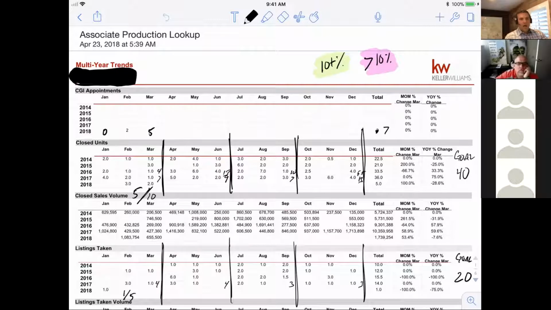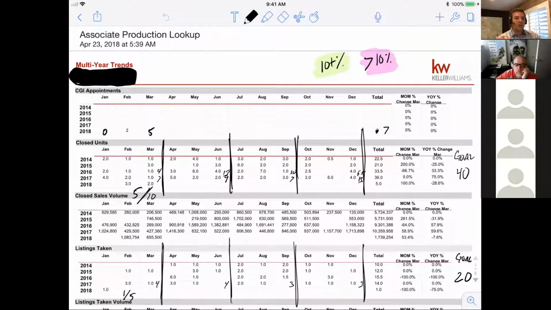Let me see here. I've got a quick question from Quinny. Does that count years we weren't here? Great question. So this tracks for the past 5 years, and it does not have the information for you when you were not with KW.